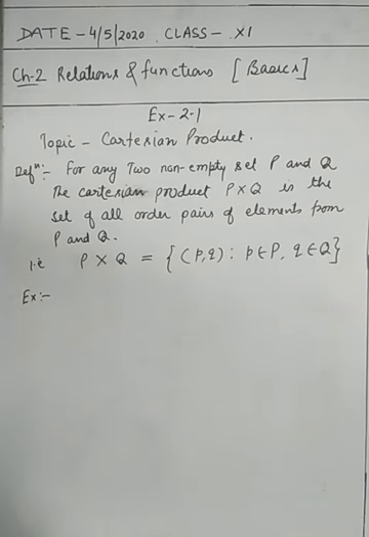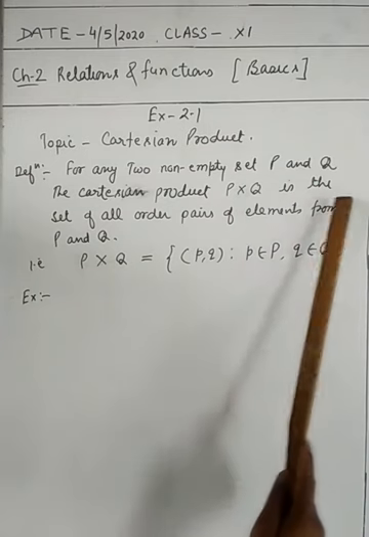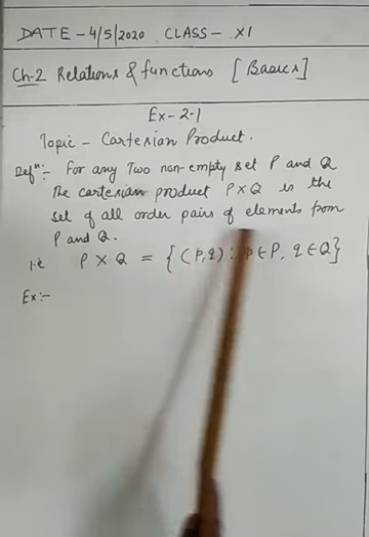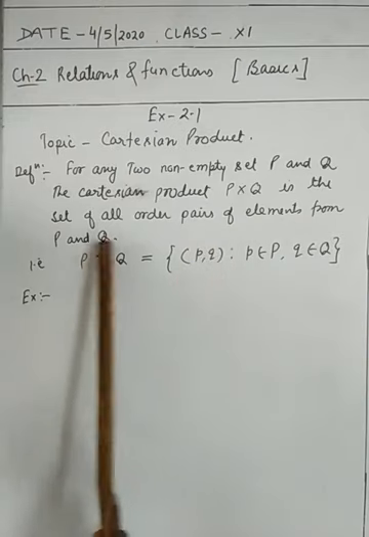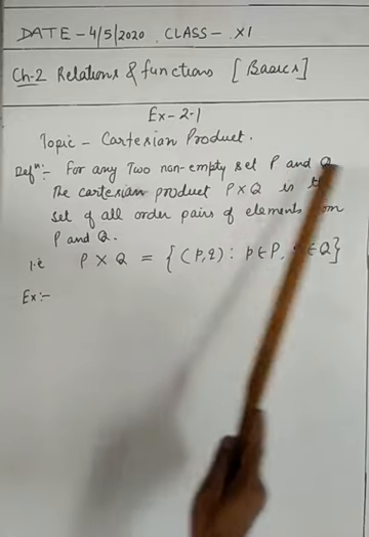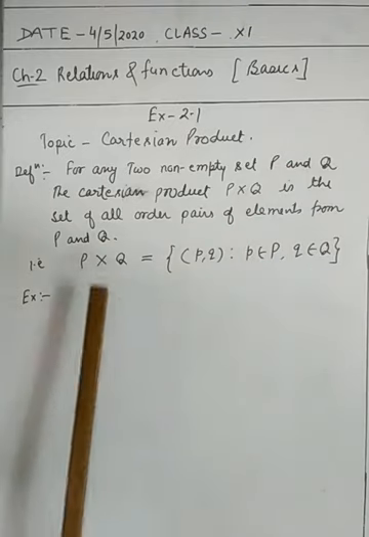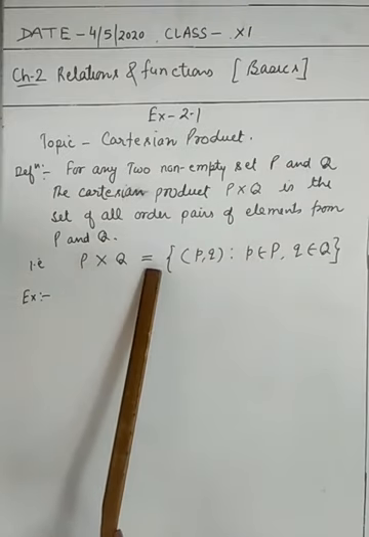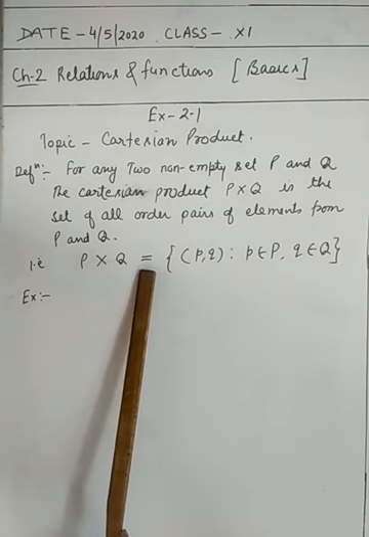Let us take two non-empty sets P and Q. Then the Cartesian product P cross Q is the set of all ordered pairs of elements from P and Q. Means, if we have P and Q two non-empty sets, then their Cartesian product will be equal to a set containing ordered pairs.